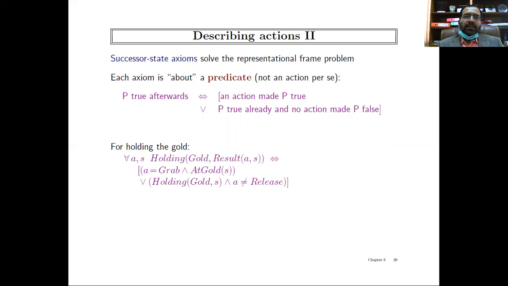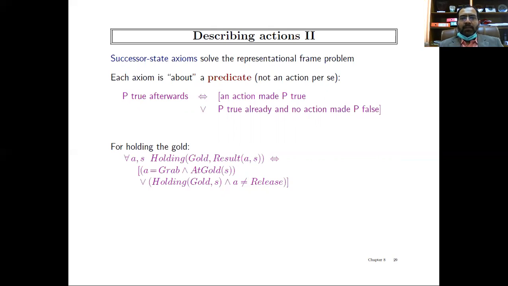Similarly, you can represent these statements in a frame as well. Each axiom is about a predicate. So for every axiom, you have to come up with a predicate. And when P is true afterwards, you use the double implication: an action made P true, or P true already and no action made P false. P is already true, and there is no action that made P false.